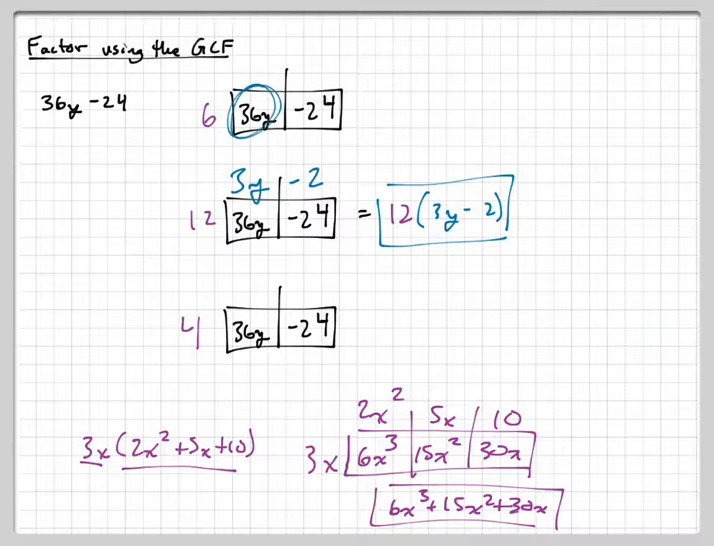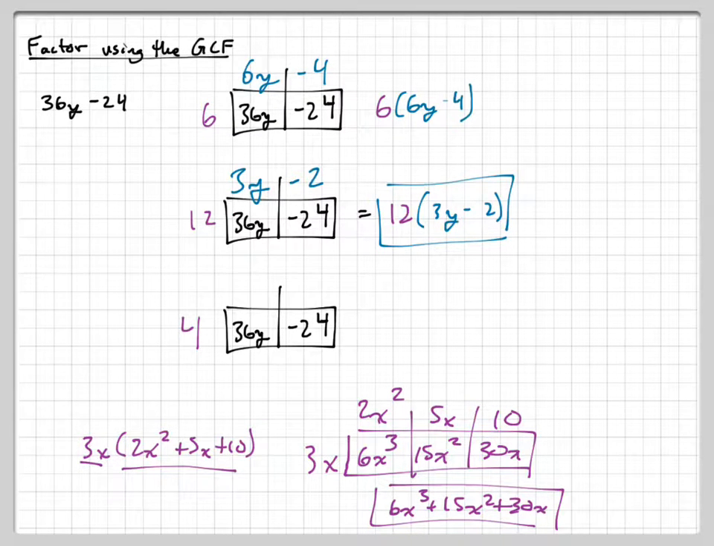Okay, so for this one right here, for the 6. If I divide this by 6, what would you get? 6y. Don't forget the y. And 24 divided by 6? Negative 4. So when I write this answer out, I get 6, and then I multiply it by 6y minus 4.